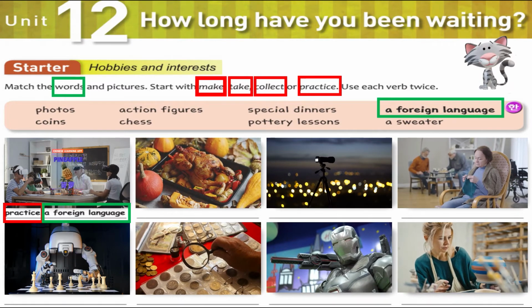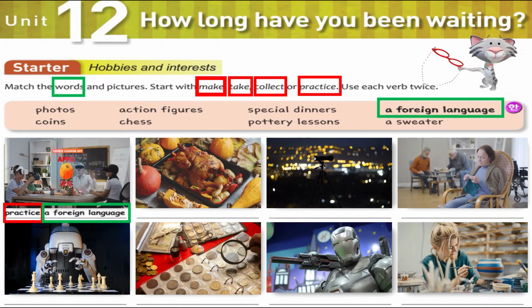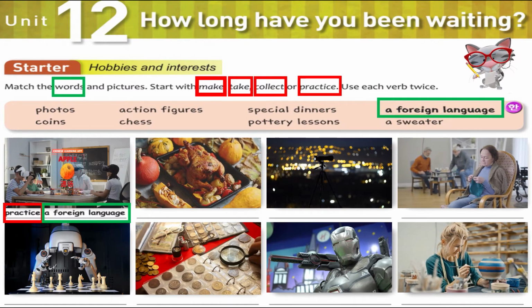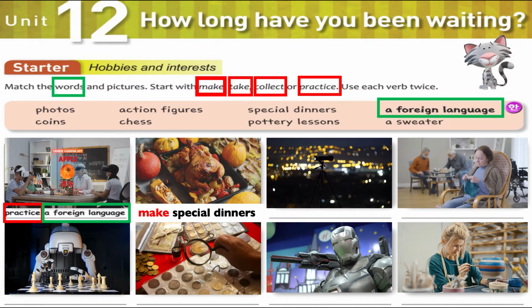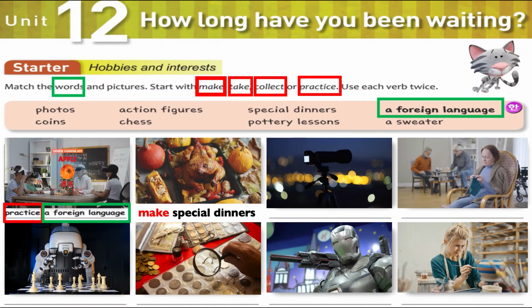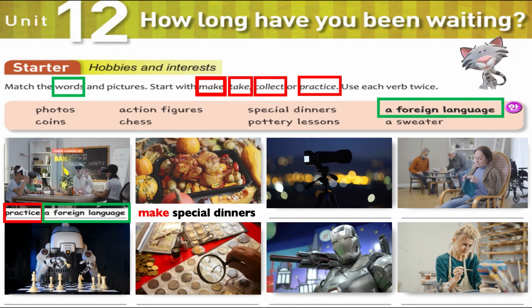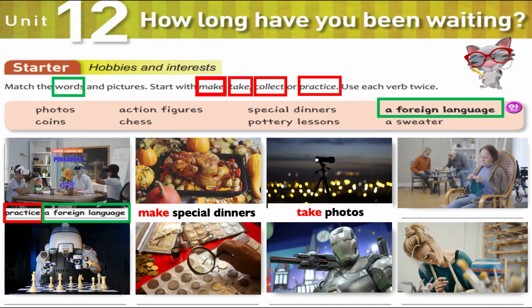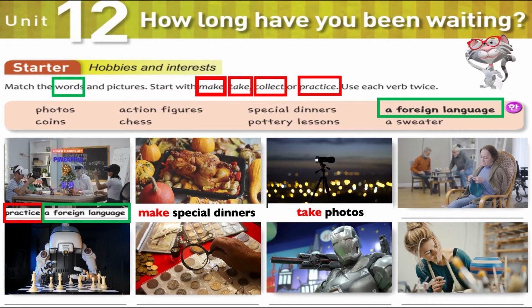All right, next one we have is special dinners. Which verb matches with special dinners? Should be make special dinners. Okay, so let's try that. Yes, make special dinners. And then we have a camera. So what does a camera do? A camera, yes. Takes photos. Take photos, yes. With a camera, you take photos.